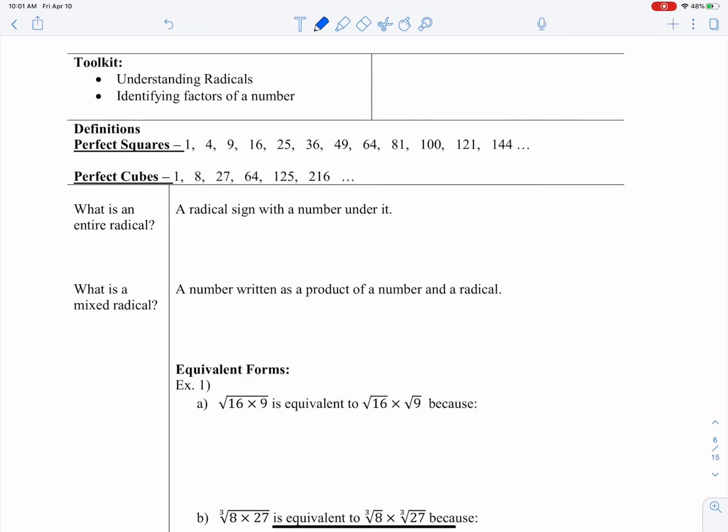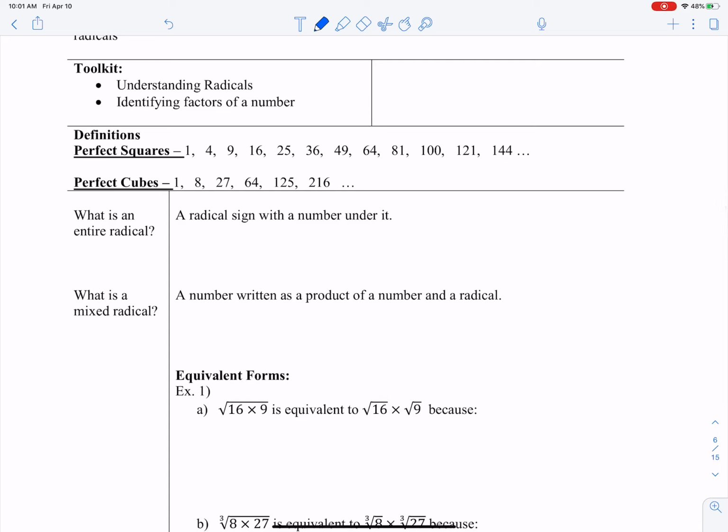So some terminology, the difference between an entire radical and a mixed radical. Root 28 is an entire radical. So a radical sign with a number under it. Remember, this is called a radical sign, and then we have a number, 28. This first one, the index is empty, so it means that an empty index represents an index of 2.